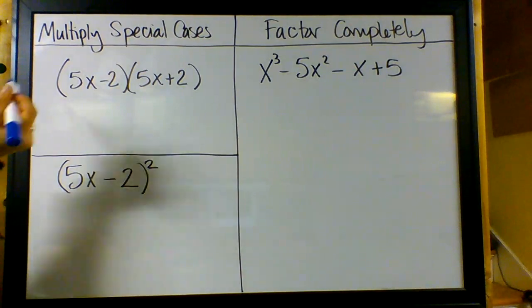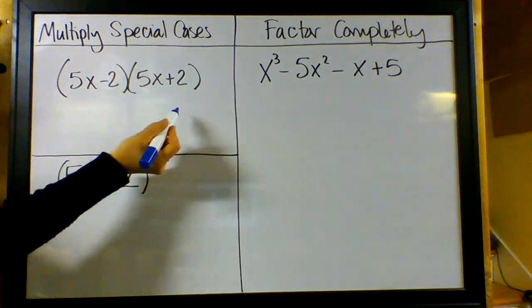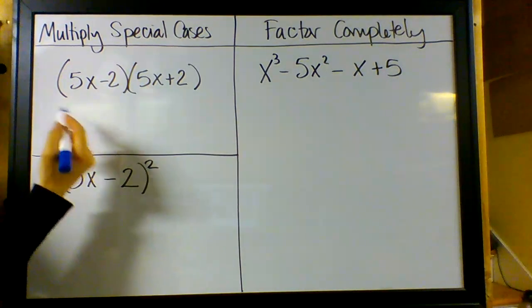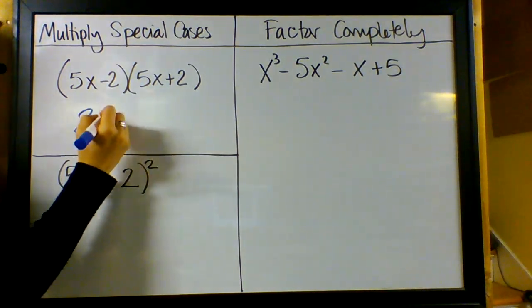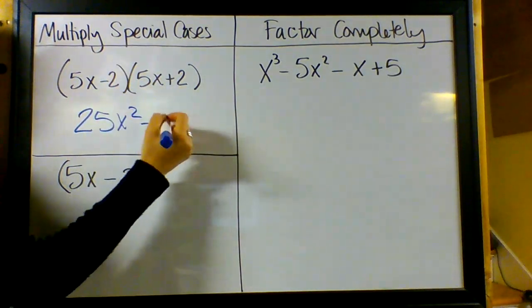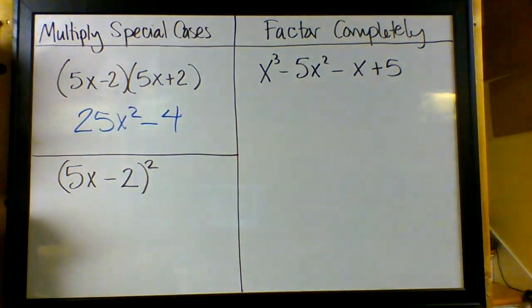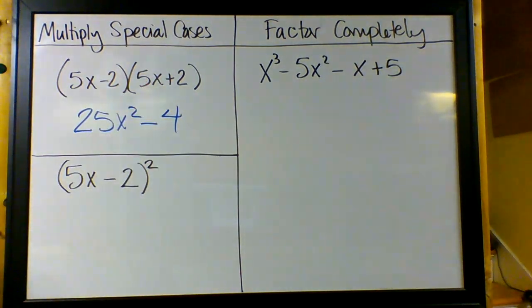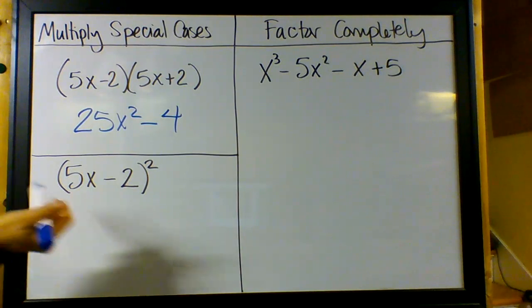So let me scooch over here. If I notice that these are conjugates here, then I know that they go down to a difference of two squares where I square the first term minus square the second term. Okay? So multiplying conjugates turns into difference of two squares. Let's see what I see here.